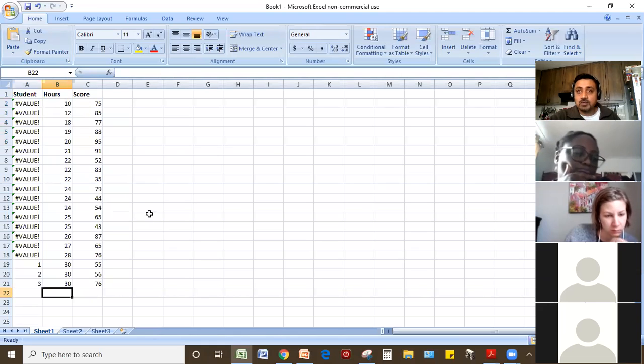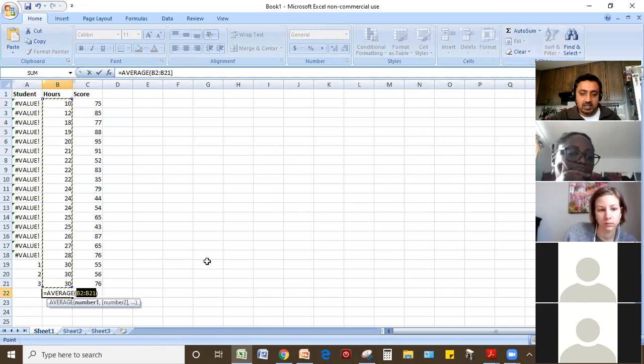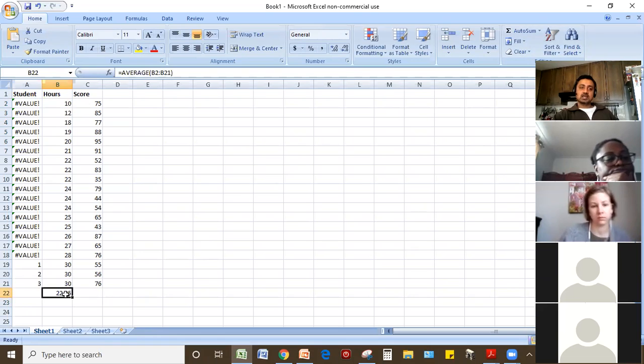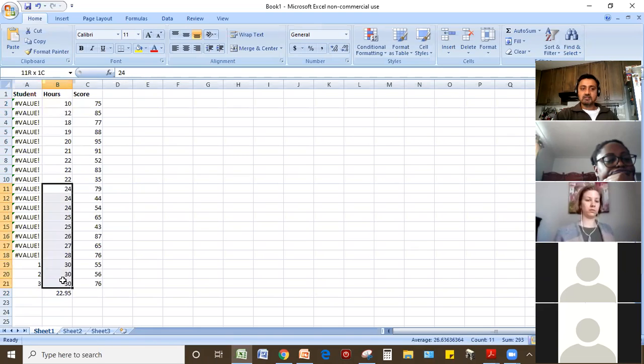All you do is click on a box, go to this feature called auto sum, and say average, and then it finds the mean. You hit that and you know your average is 22.95. So anything under 22.95, which is all of this here, is the number of students who spent below average hours. Everything here is the number of students that spent above average hours.